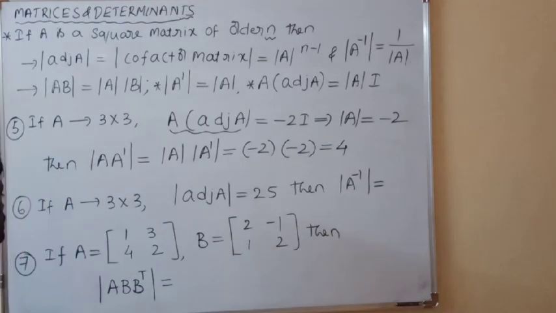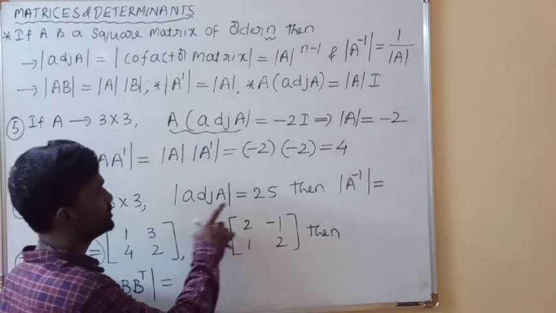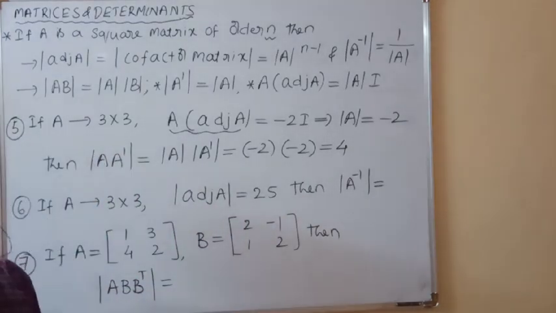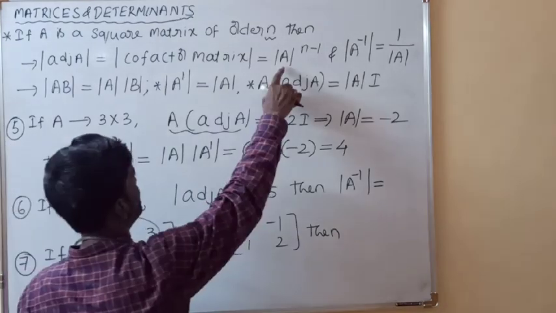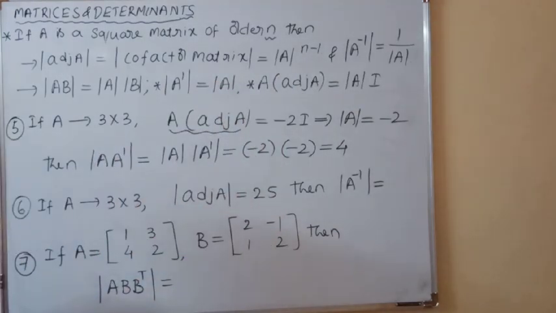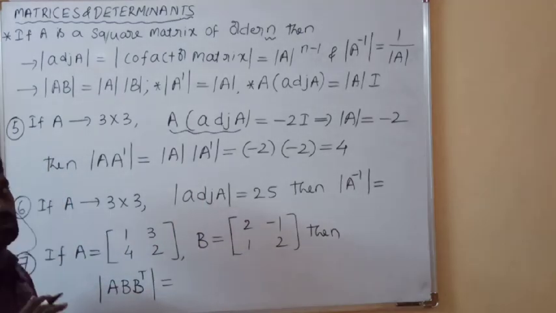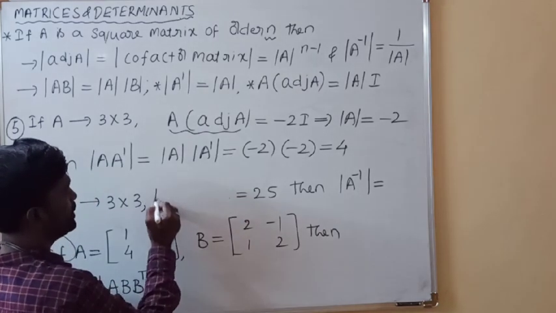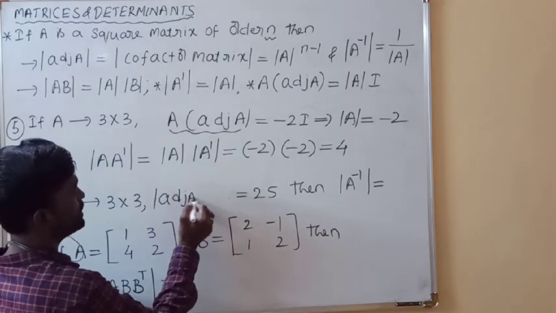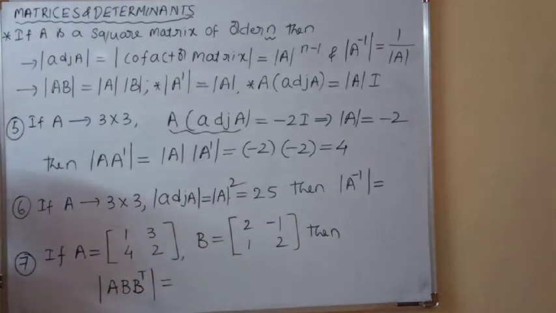See. Next up. If A is a square matrix of order 3 by 3 and determinant of adjoint A is 25, then what is det of A inverse? Okay, so here as A is a 3 by 3 matrix, what is the det of adjoint A formula? Det A power n minus 1. So here n value is 3, n minus 1, what will you get? 2 only. So this det of adjoint A is the same as det A whole square only, because det A power n minus 1.